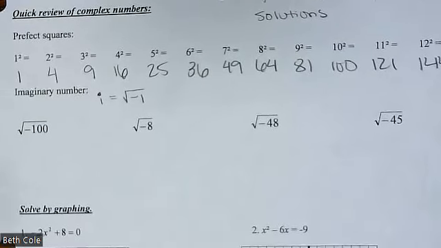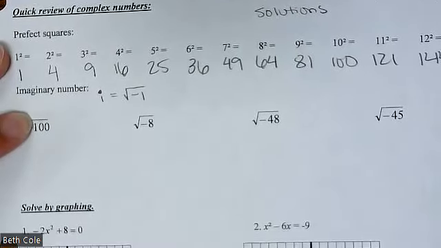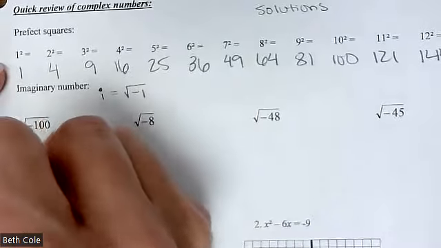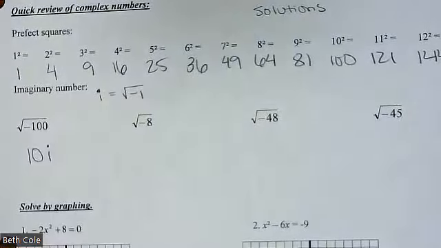All right, so when you do this, square root of -100. Well, what's the square root of 100? 10. Just because it's negative, it's going to be imaginary, so 10i. The common mistake is people make the answer negative. It doesn't make the answer negative, it makes the answer imaginary. So don't make your answer negative, it makes it imaginary.